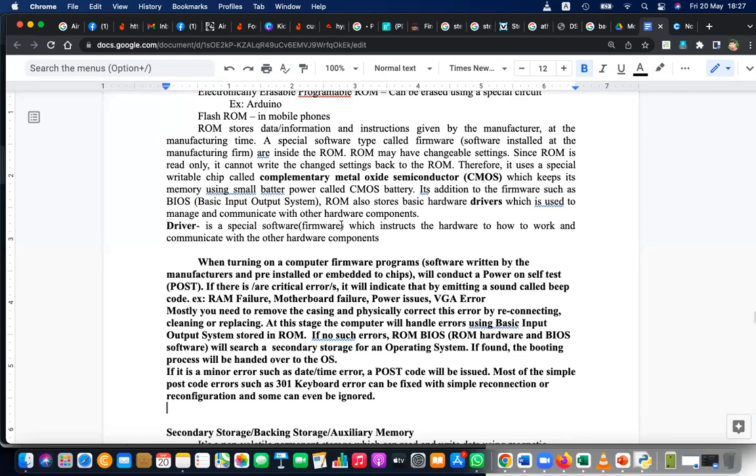So BIOS software is installed by the manufacturer. ROM is the read-only memory. BIOS, the basic input output system, is the software in that, and that is basically installed by the manufacturer.